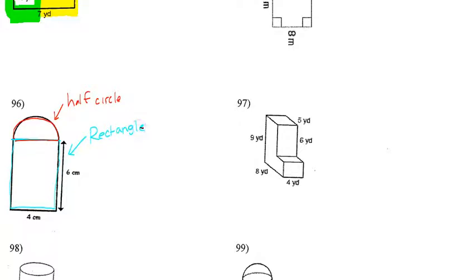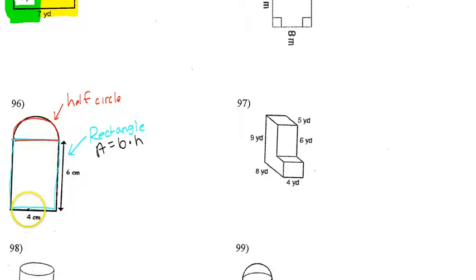Now what I'm going to do is find the area of each piece individually. I'm going to find the area of the rectangle first, and then the area of the half circle. And then I'm going to add those two areas together to give me the entire picture's area. So let's start with the rectangle. The formula for the area of a rectangle is A equals base times height. So I need to find my base and my height of this rectangle right here.